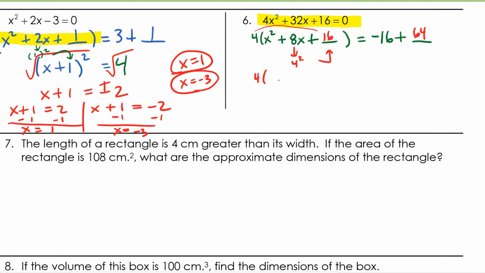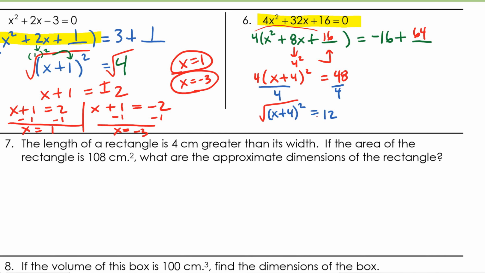Now this is 4 times x plus 4 squared, and 64 minus 16, what does that equal? 48, I think. Let's double check. Yeah, 48. So that equals 48. Now it looks like a square roots problem. Divide by 4. X plus 4 squared is 12.